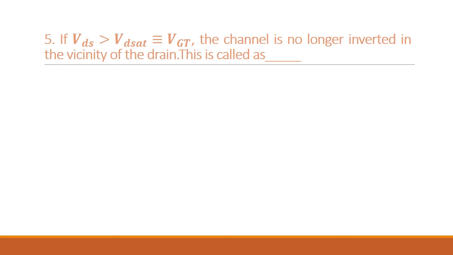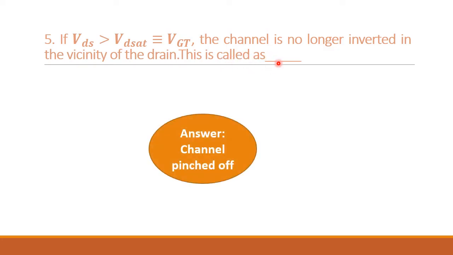Next question. If VDS is greater than VDSAT and it is equivalent to VGT, the channel is no longer inverted in the vicinity of the drain. So this is called channel pinch off.